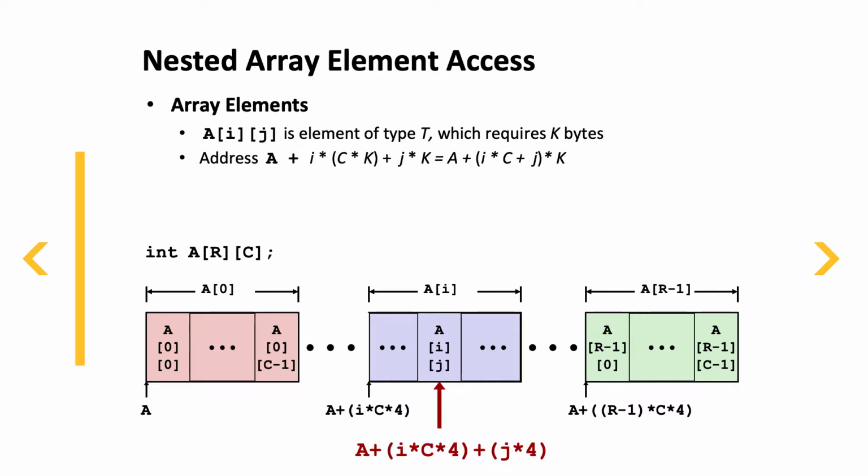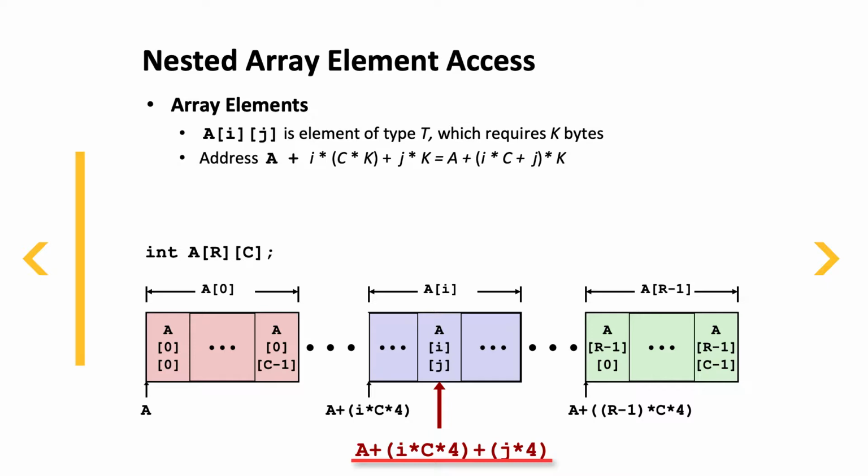Now, to get to an individual element in that row, it's just a simple extension. A at index I, we've already talked about. That's what we just did. That gets us to row I. So then when we specify J in the second set of square brackets here, that's giving me the column that I want within that row. So I just do the same calculation, right? The A plus I times C times K gets me to the appropriate row. Then J times K again gets me to the individual element in that row.